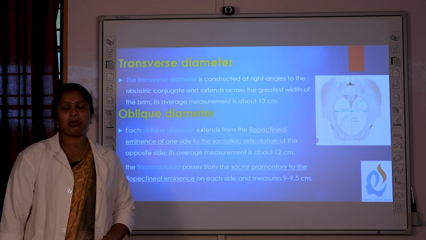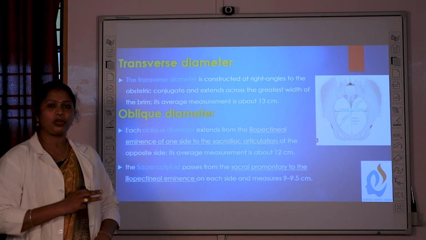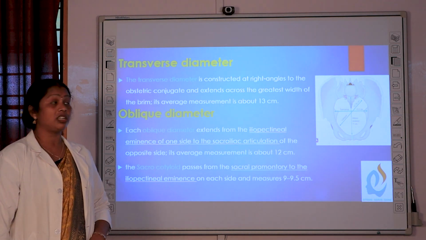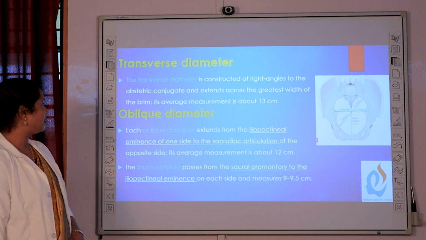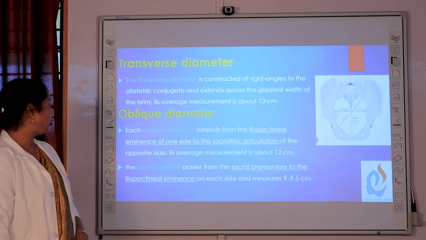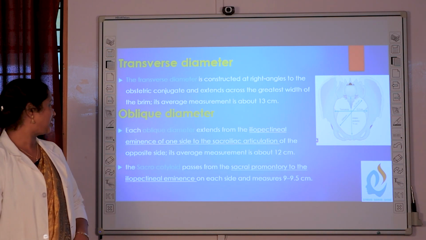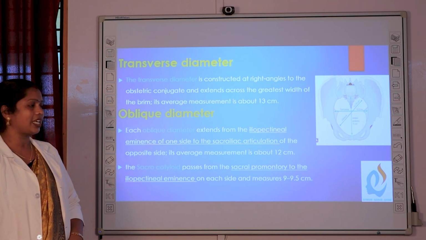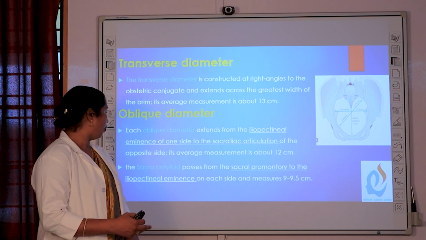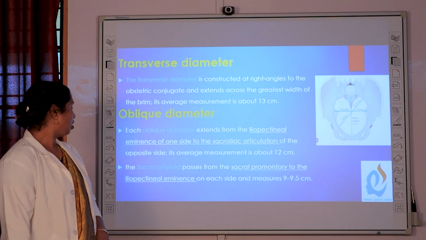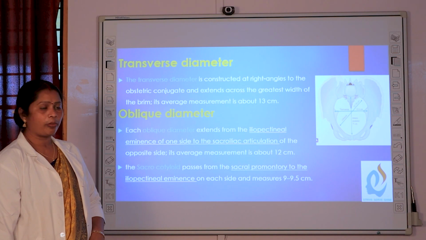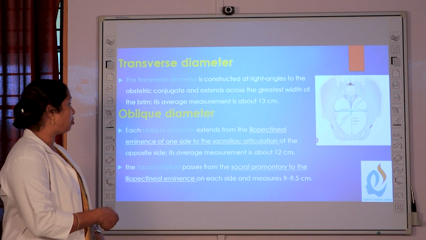The transverse diameter. The transverse diameter is present between the 2 iliopectineal eminence. It is nearly 11.5 centimeter, and the oblique diameter is extended from the iliopectineal eminence of the one side to the sacroiliac articulation of the opposite side, and it passes from the sacral promontory to the iliopectineal eminence.